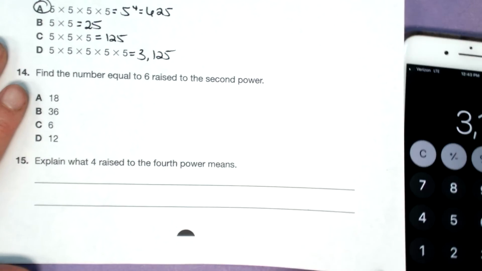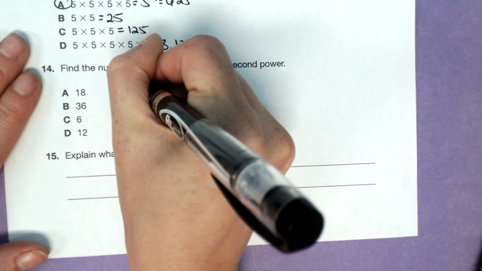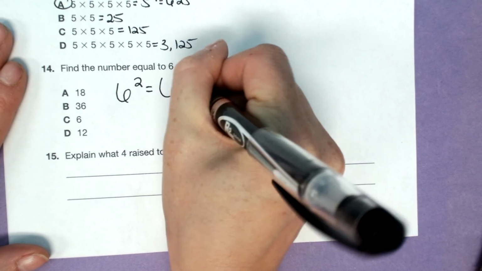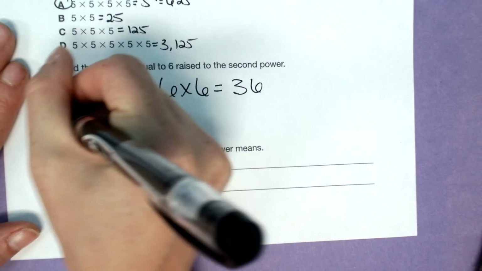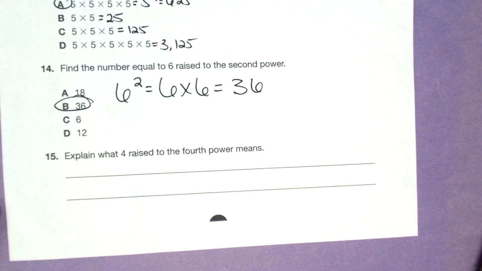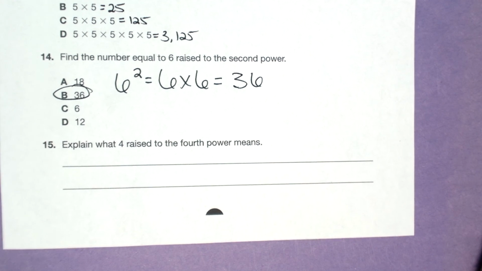14 says, find a number equal to 6 raised to the second power. So 6 raised to the second power. Well, that's 6 times 6. I don't need my calculator to know that is 36. All right, so 14 is a little different. It's just asking you a question.